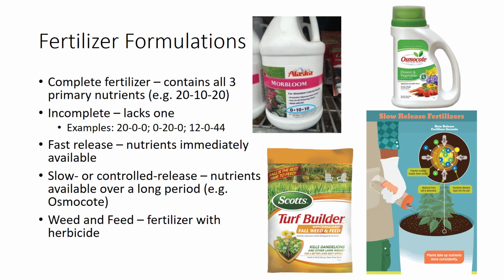There are also slow or controlled release fertilizers, which means nutrients are available over a long period of time but do not overcome a deficiency quickly. An example of a commonly used slow release fertilizer is Osmocote. There are also fertilizer formulations with herbicide, where the herbicide is 2,4-dichlorophenoxyacetic acid, 2,4-D, which is an auxin compound that selectively kills broadleaf weeds.